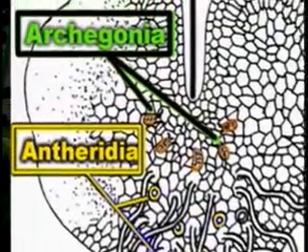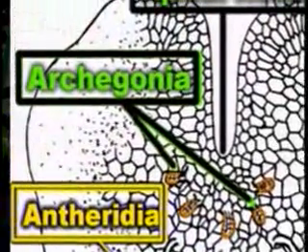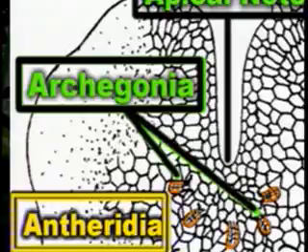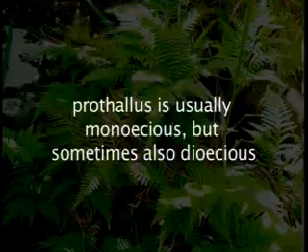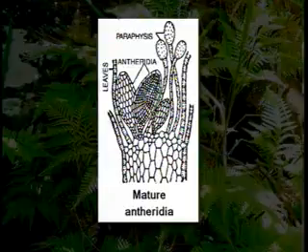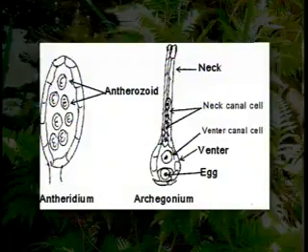Below the notch, the female sex organs, that is archegonia, are present. The prothallus is usually monoecious but sometimes also dioecious. The sex organs are developed on the ventral surface and exposed directly to moisture, which is needed for the development and dehiscence. The male sex organs are developed earlier than the female sex organs.